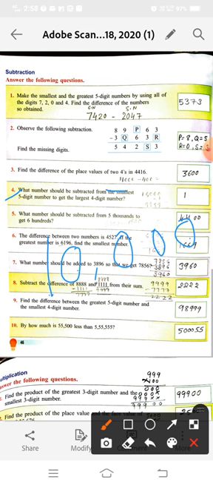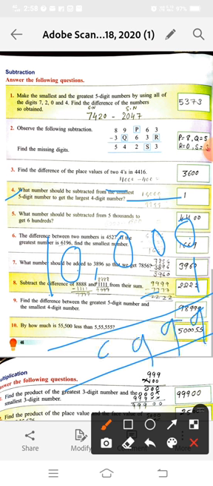So what should be subtracted from the smallest? 1. Now we will minus the 1 from 10,000, then we will get the largest 4-digit number. Here is 0.